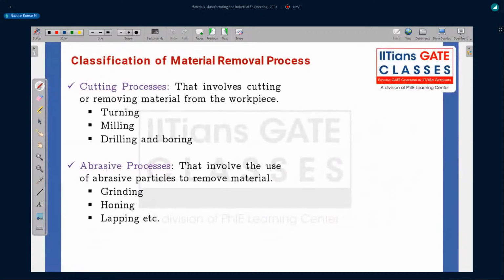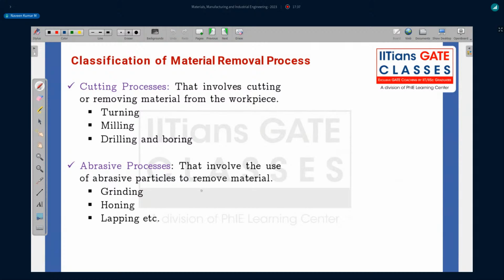So let's classify these material removal processes. There are four classifications: with respect to cutting process, abrasive process, non-traditional process, and hybrid process, right? So what is a cutting process? That involves cutting or removal of material from the workpiece. You might ask, sir, everything is a material removal process, why are you saying cutting? Cutting in the sense of removal in the form of bigger chips. Turning is one example, milling is another example, and drilling is another example. So this will come under one classification.